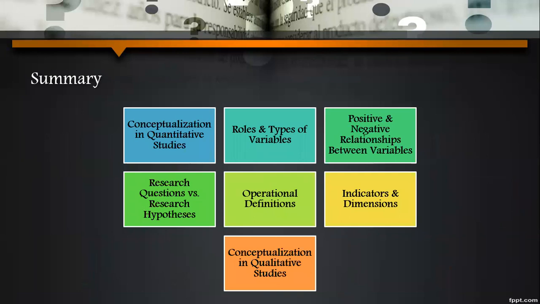So in summary, we have talked about conceptualization in quantitative studies. We've also discussed the roles and types of variables, and positive and negative relationships between variables. We've discussed the difference between research questions and research hypotheses. We've discussed operational definitions, and the difference between indicators and dimensions. And finally, we've discussed conceptualization in qualitative studies.